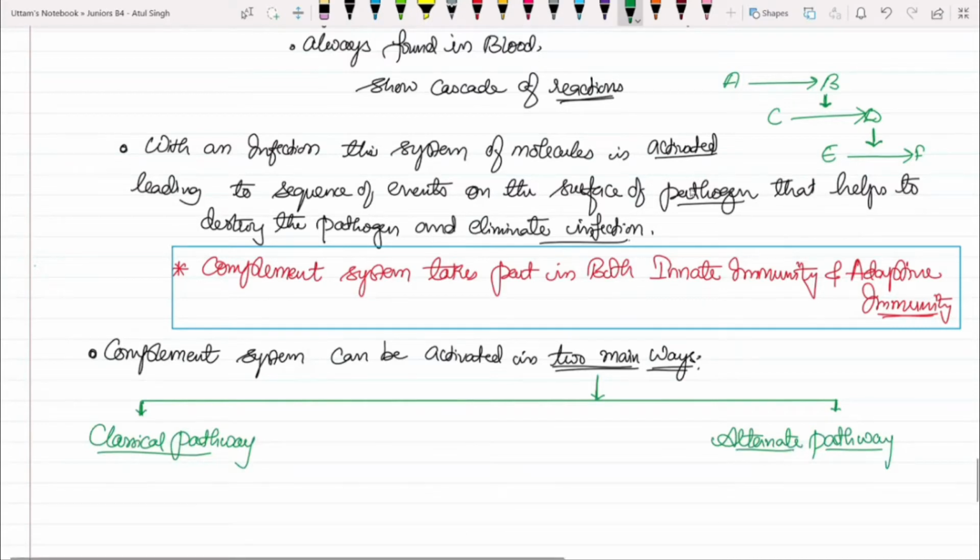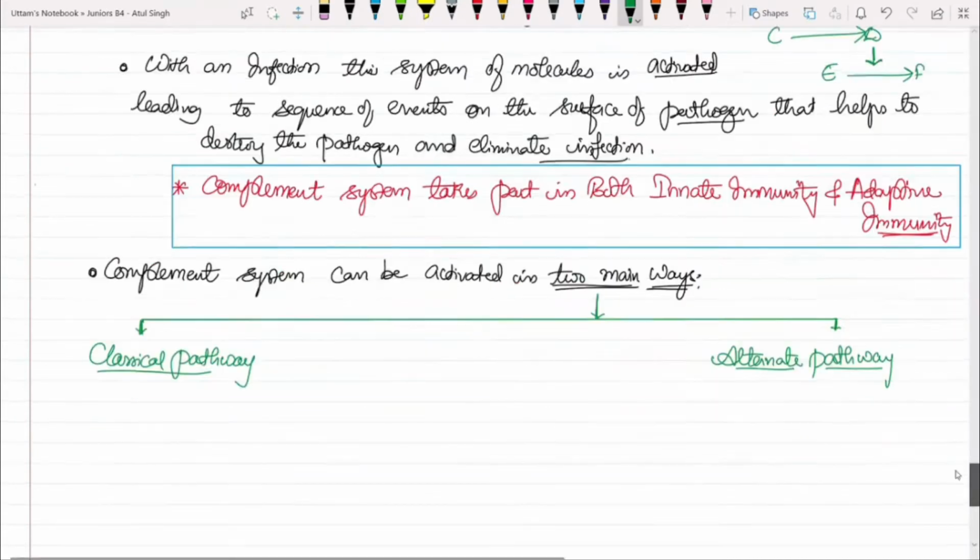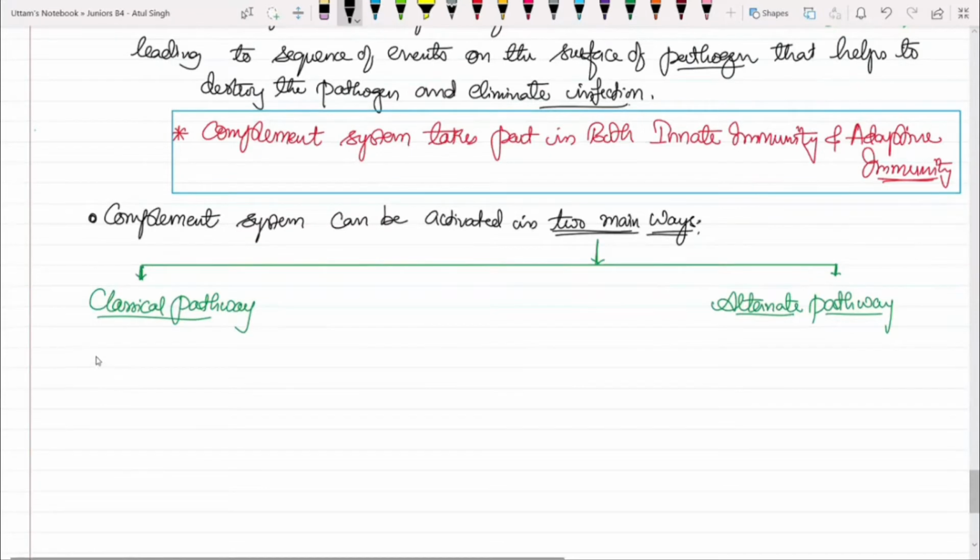Classical pathway and alternate pathway. When we take the case of classical pathway, okay, and here you must remember that it is the first and most potent way. First and most potent way of the complement system.